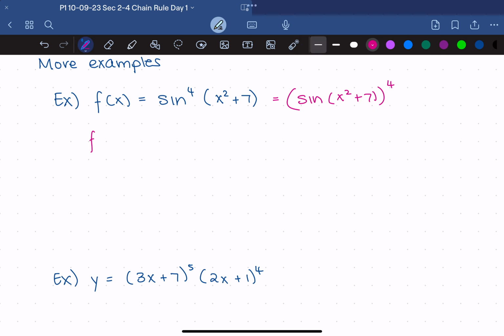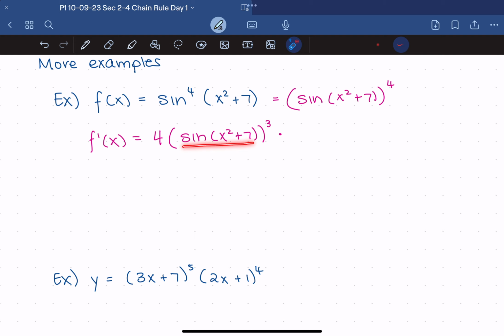So to take the derivative, we're going to start with the most outside function, which is to the power of 4. So we're going to multiply by the exponent. We're going to keep the inside the same and subtract 1 from the exponent.